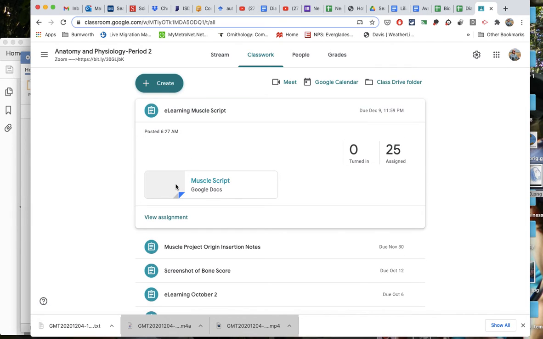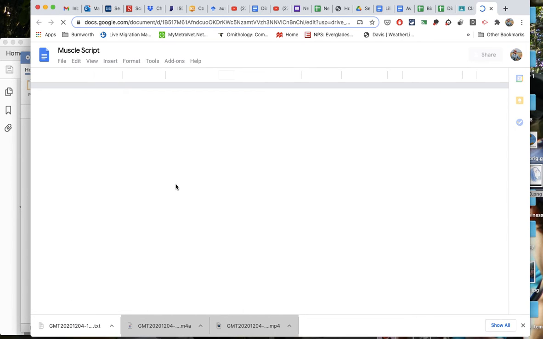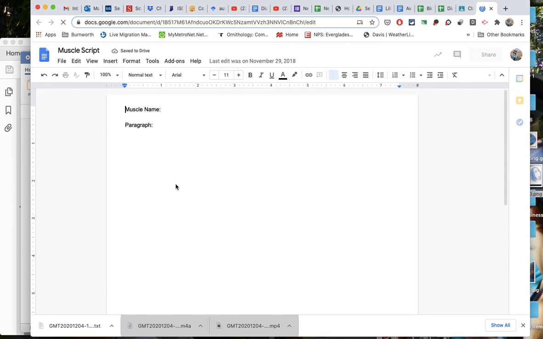You open this up, and when you pop that open, you're going to see that it does not say very much. You look at this and you're like, oh man, what is this supposed to be? It says muscle name and paragraph. So what exactly do you want to do on that one? I am going to give you an example.